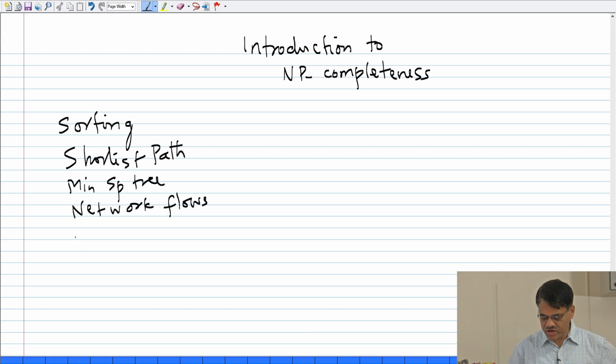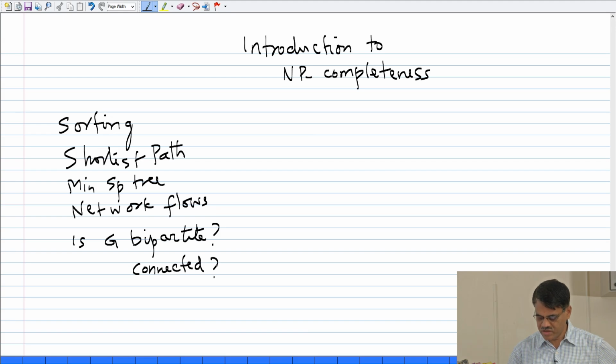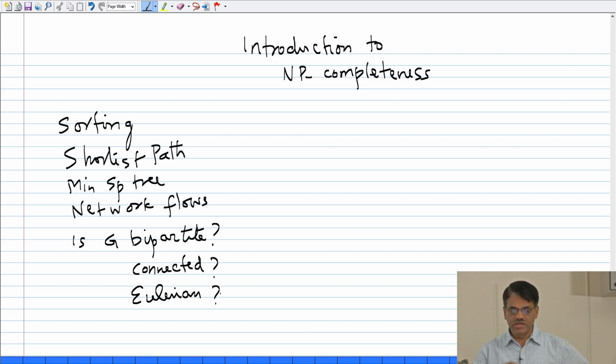And then we also looked at algorithms for questions like: is G bipartite, is the given graph connected, is it Eulerian. So, here are a bunch of problems for which there exist algorithms which are very efficient: linear, almost linear, m log n, n square, n cube kind of algorithms.